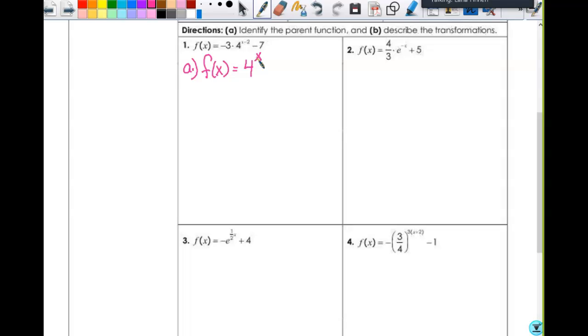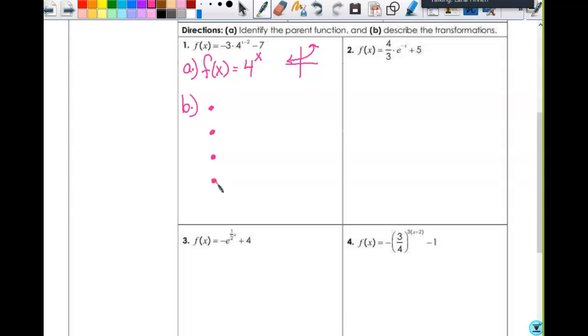Okay, and then that means that this is exponential growth. It basically looks like this. So then I look at all the other stuff going on to figure out how many transformations I have. Well, I have a negative, I have a 3, I have this negative 2, and this negative 7. So that's a total of 4 things that I need to talk about. With the exponentials, it's way easier to tell if something affects x or y, because if it affects x, it's in the exponent. So it's really easy to separate that out.